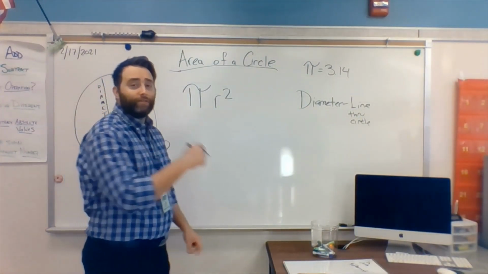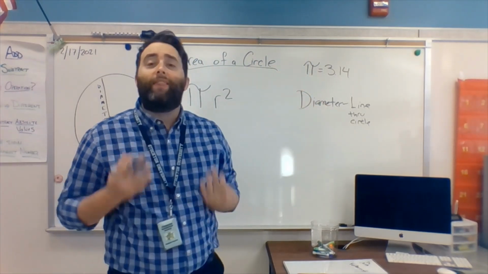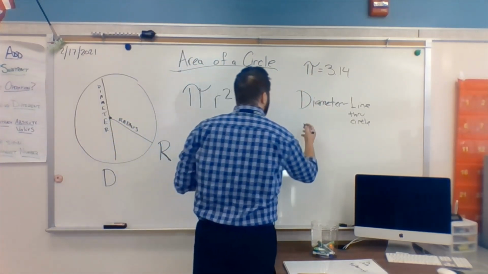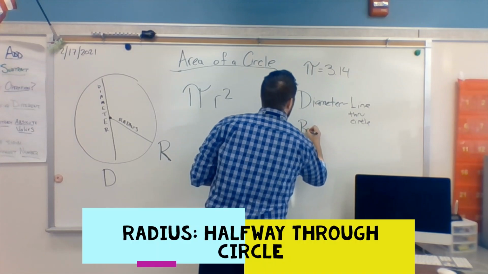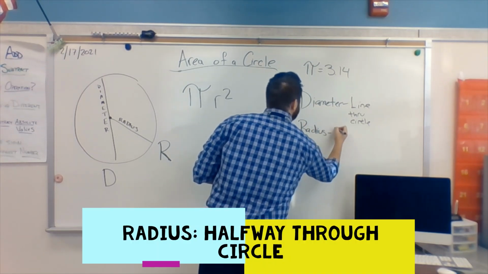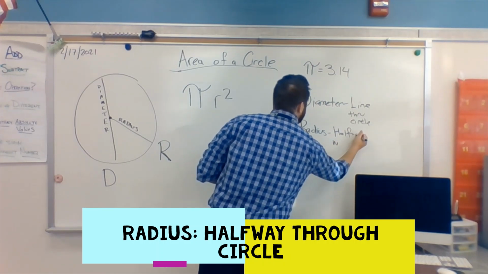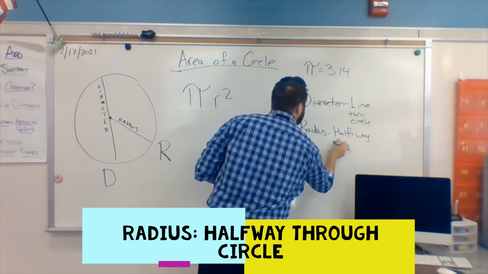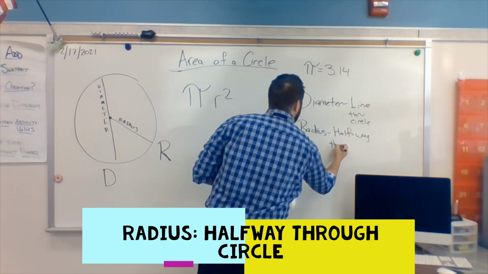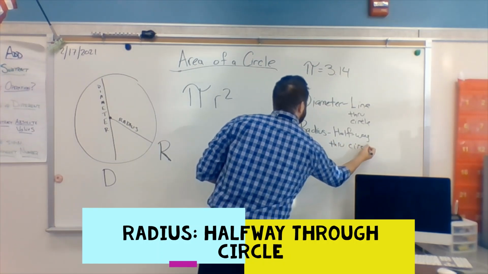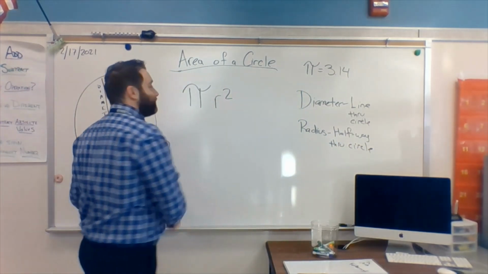Much better. Okay, so diameter. Now you can actually see diameter. We'll call it the line through the circle. Okay, radius is half the distance. Halfway through the circle. Okay, so halfway through the circle.